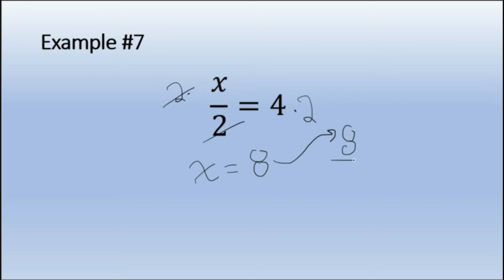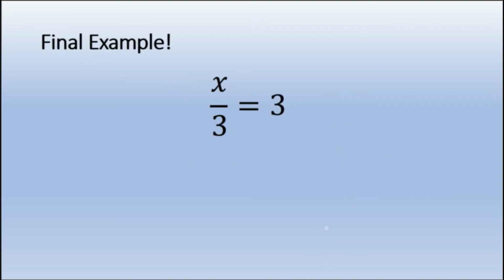8 divided by 2 equals 4. We know that 8 divided by 2 is 4, equals 4. Checks out. Works. Everything works. Last one. Here we go.